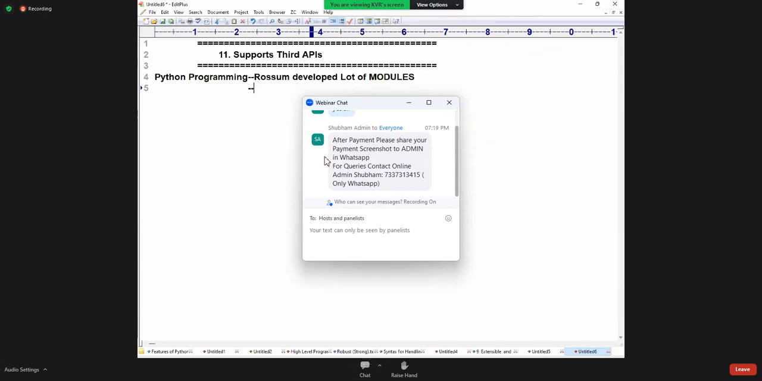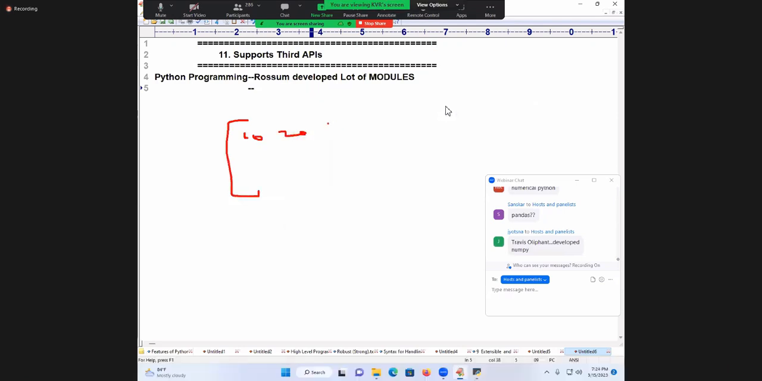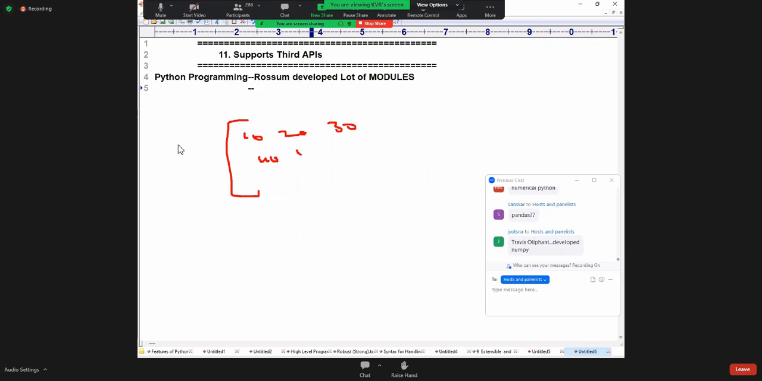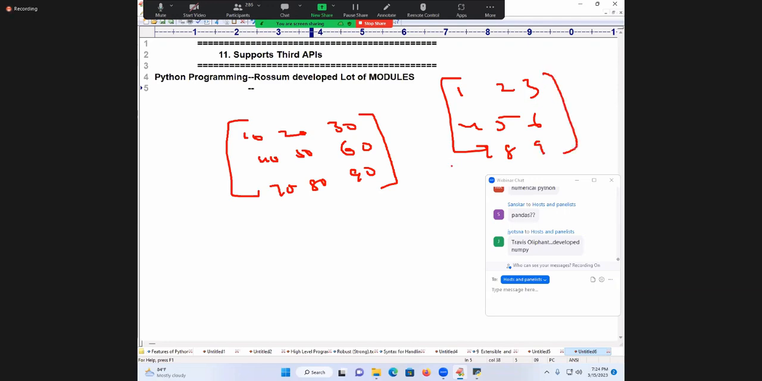One more thing I'm going to say. Look at students, 10, 20, 30, and then 40, 50, 60, 70, 80, 90. What is this called? Matrix. What is a matrix? A collection of rows and columns is called a matrix. Its dimension is 3 by 3. And there is one more matrix: 1, 2, 3, 4, 5, 6, 7, 8, 9. Right or not? This is another matrix.